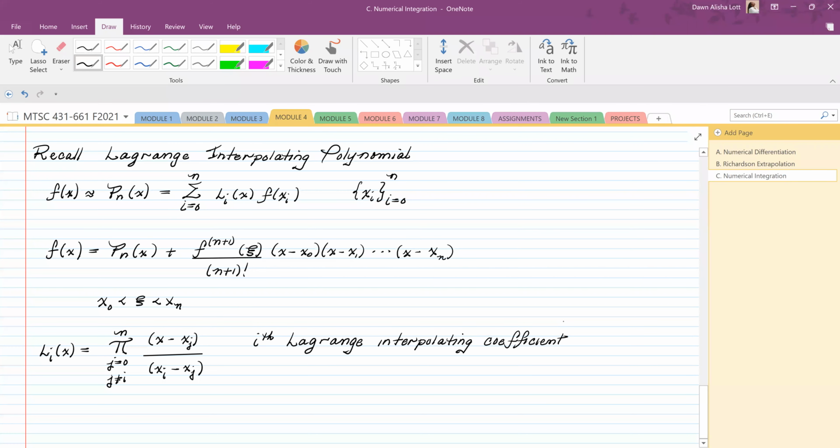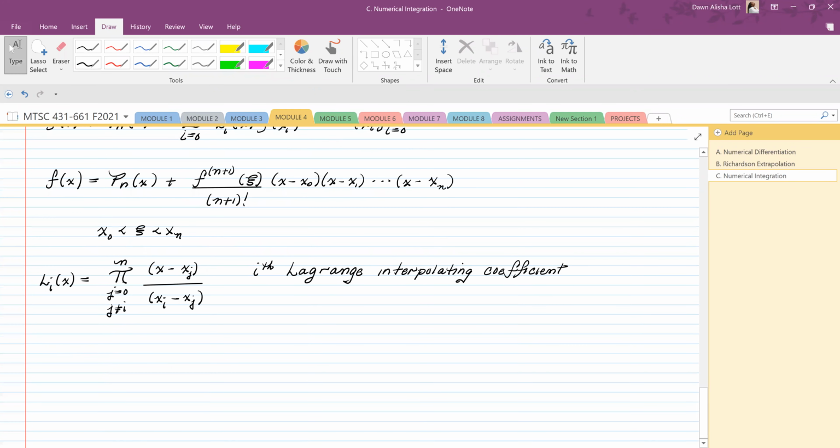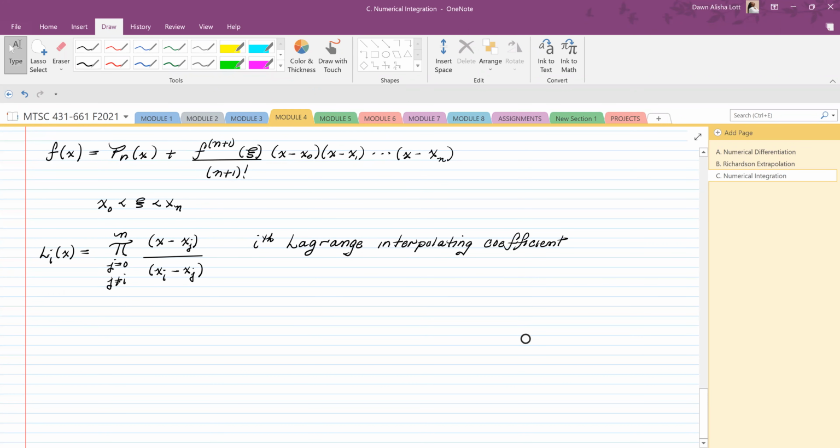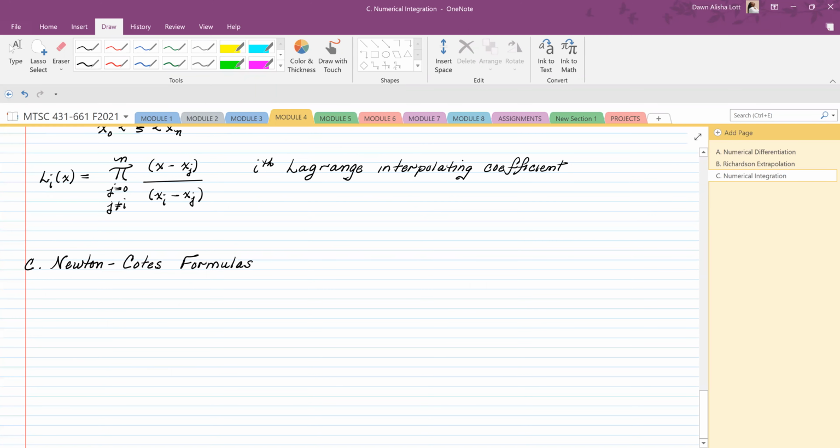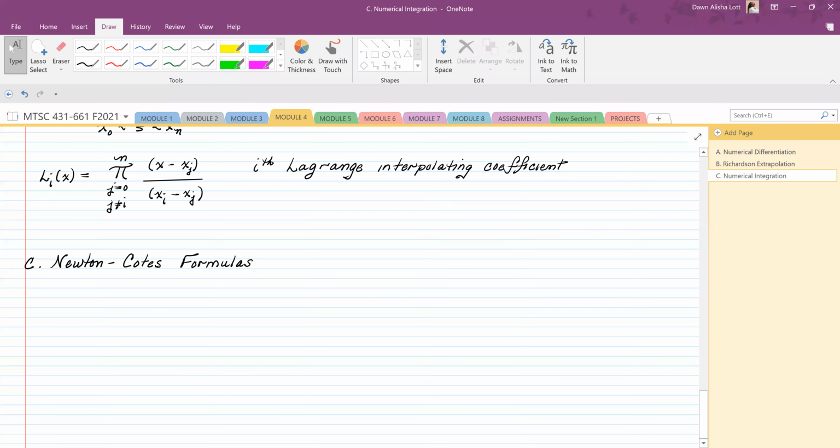Okay. All right, so we're going to use those. Okay, so this new method that we're going to do is called developing Newton-Cotes formulas. Okay, so these are going to be our Newton-Cotes formulas. So everybody up to speed so far? I don't think I've done anything difficult. I think everything has been pretty self-explanatory.